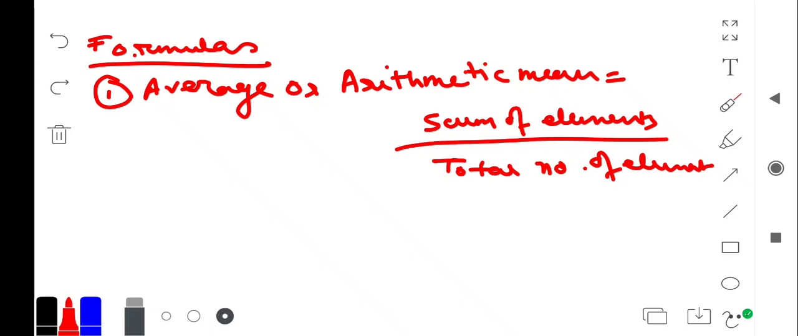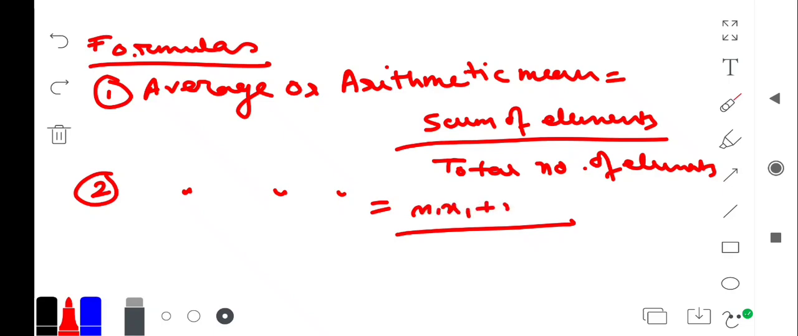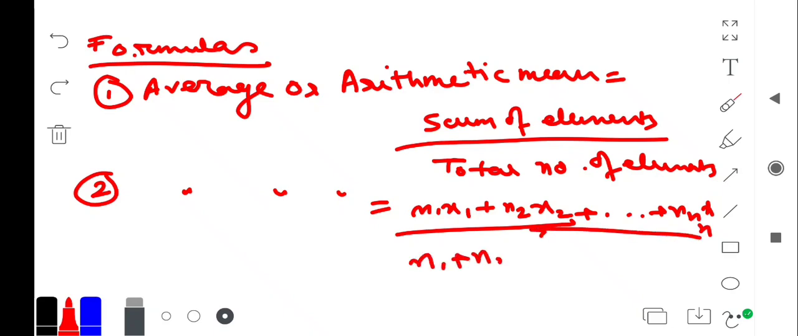Okay, now next one, this is average and arithmetic mean equal to n1 x1 plus n2 x2 plus dot dot dot nn xn by n1 plus n2 plus dot dot dot nn. Okay, so we have to use these two formulas, that is average or arithmetic mean equal to sum of elements over total number of elements.